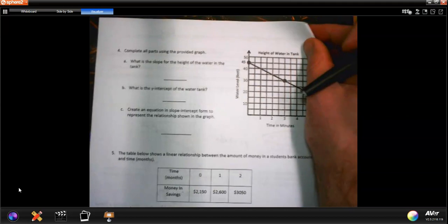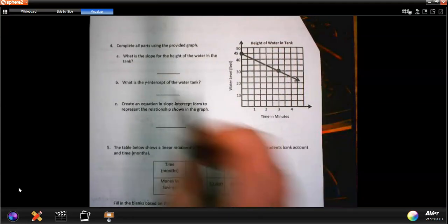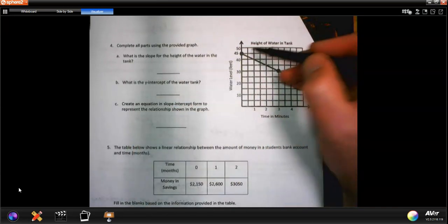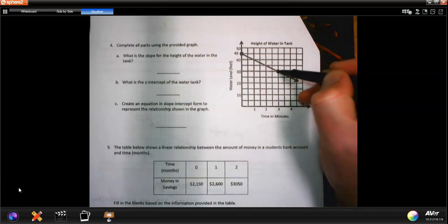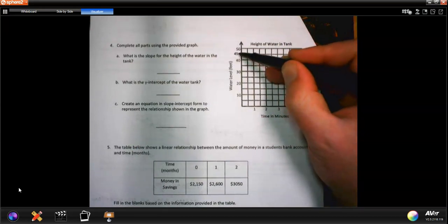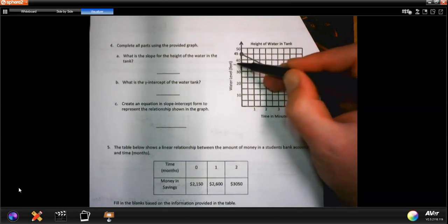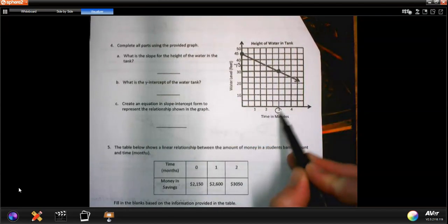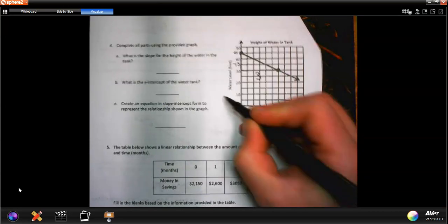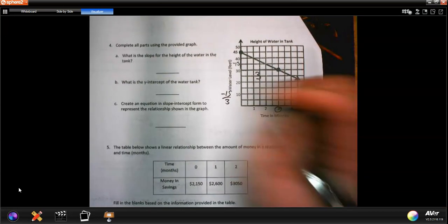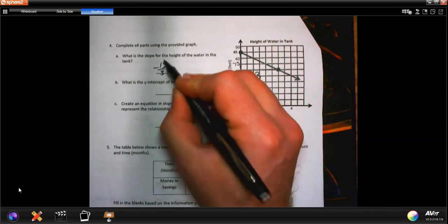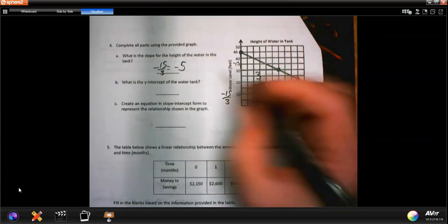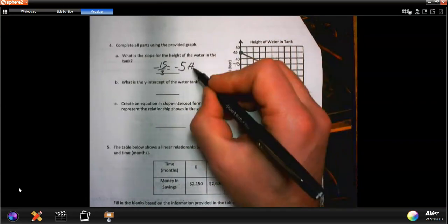Complete all the parts using the graph provided. So we got to watch these numbers here. What is the slope for the height of water in the tank? Okay, so the water here is at 45 and it drops down to this point right here. So it goes down from 45 to 30. It goes down 15, and at the same time as it goes down 15, 3 minutes has gone by, right? So it's down 15 in 3 minutes. Well, 15 divided by 3 is -5. It's losing 5 feet per minute, right?